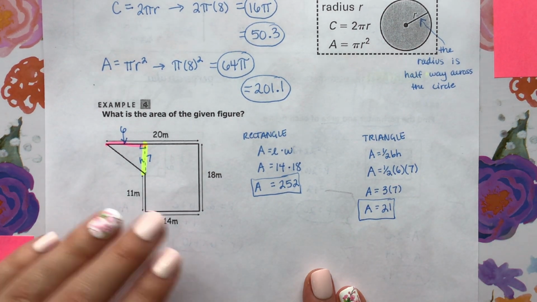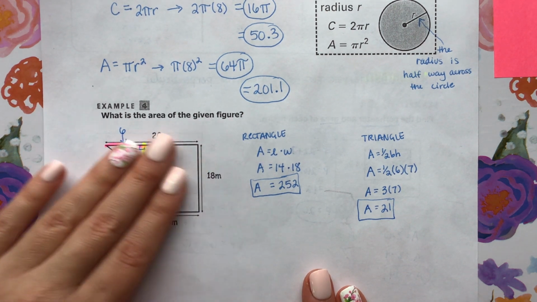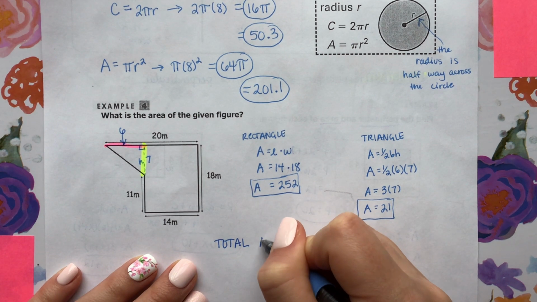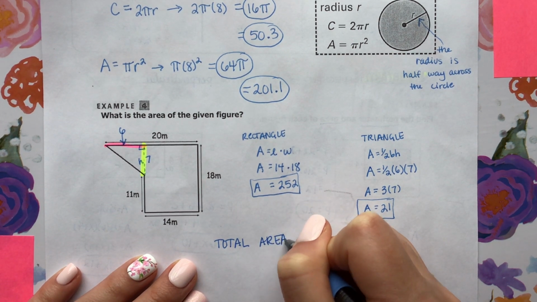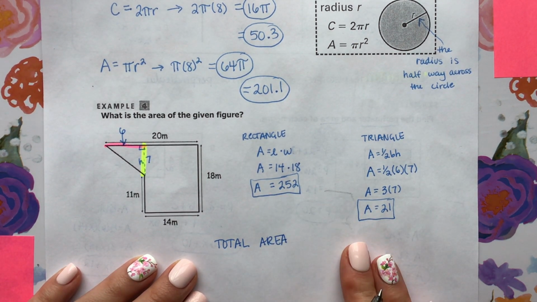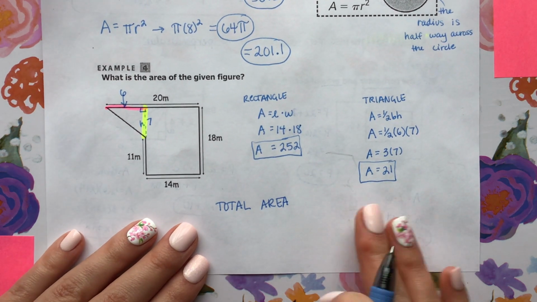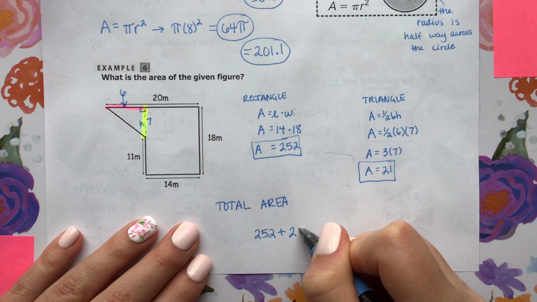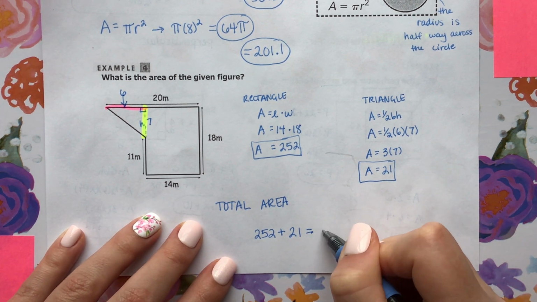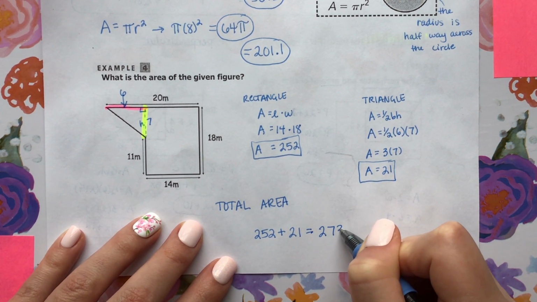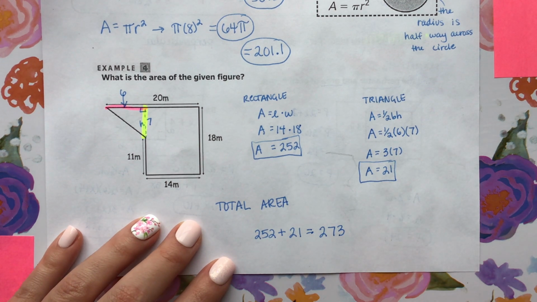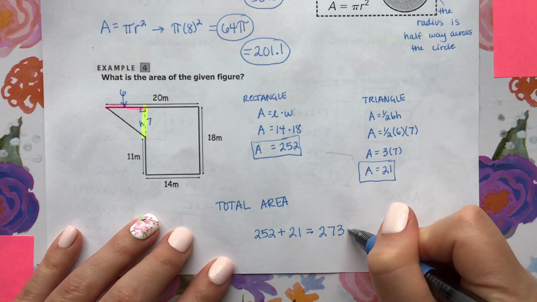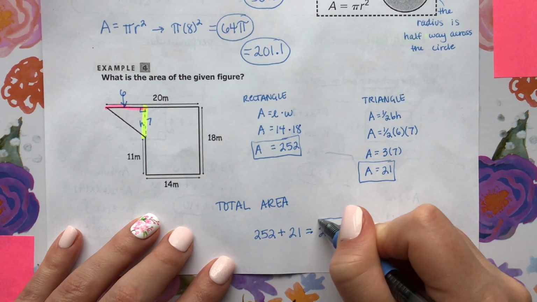Okay, to get my final result, to get the total area, I'm going to take these two values and add them up. So I have 252 plus 21, and that is going to get me 273. Now I'm looking at my units, so I'm going to say meters because we have an m right here, meters squared.